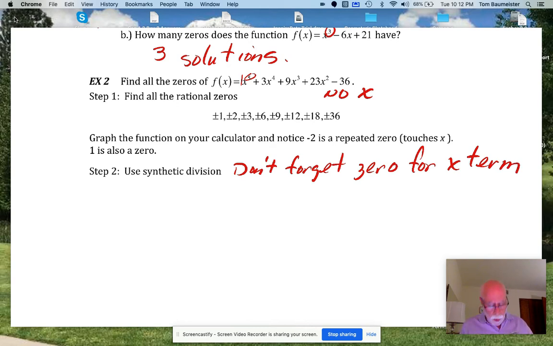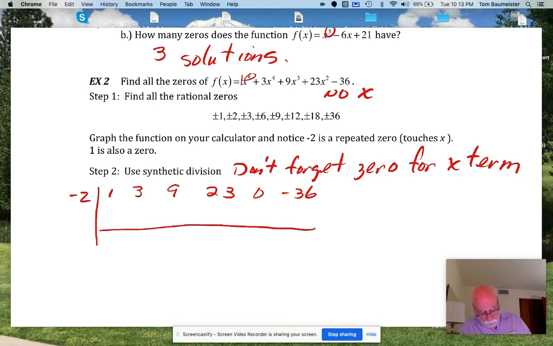Okay, so I went ahead and I started with the -2. I tried that one first. And remember, I'm going to now put 1, 3, 9, 23. Don't forget your 0 and -36. Remember, we should have that line there. And again, we hope we get a 0 here, right? We hope we get a 0 there, because we expect it.